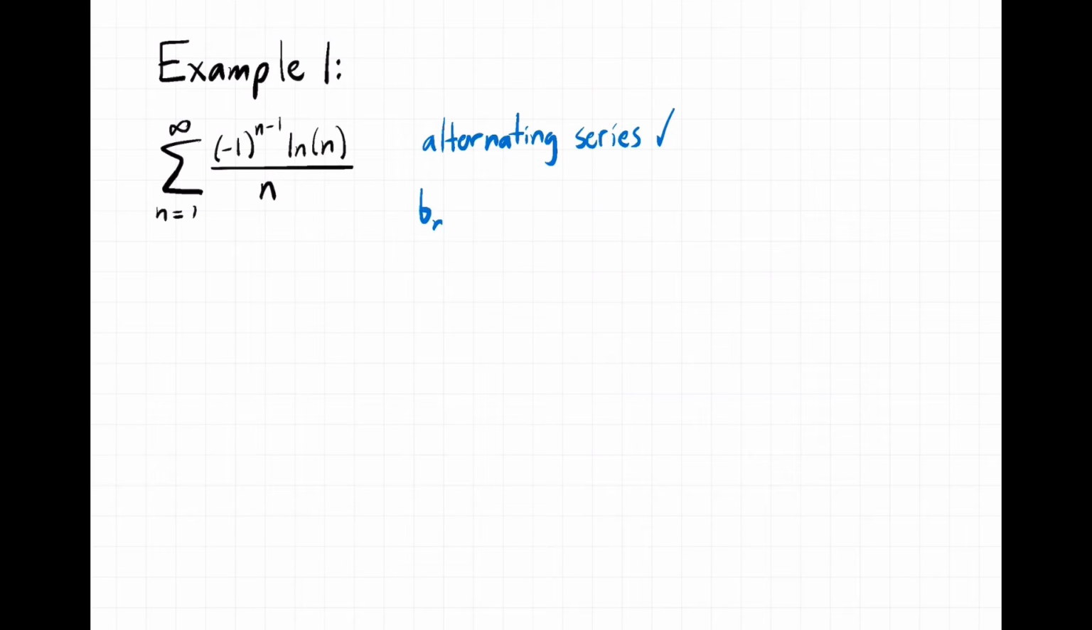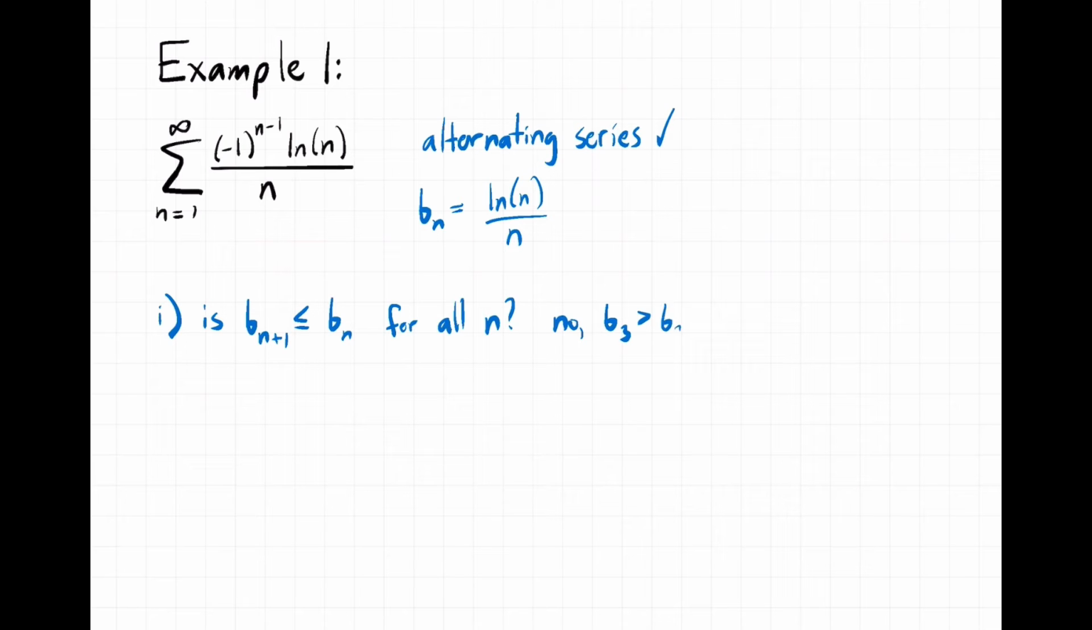And our Bn's here are basically just every part of the series that doesn't involve the negative 1 to a power, the sign. It's actually the absolute value of the terms here, and that's going to be the natural log of n over n. So the first question is: is Bn plus 1 less than or equal to Bn for all n? Well, actually, no. The answer is no, because B3, we determined, is greater than B2, which is greater than B1.